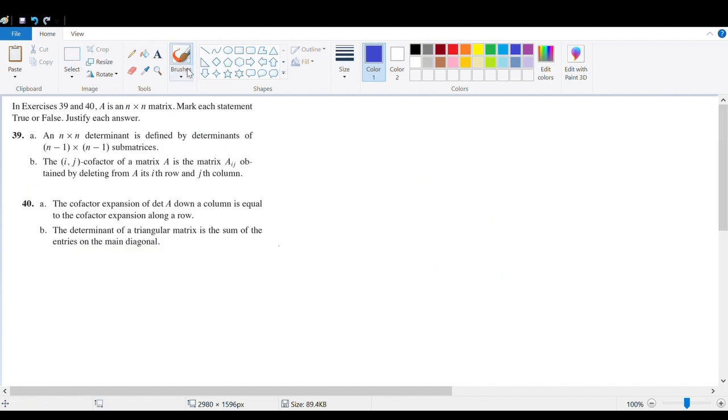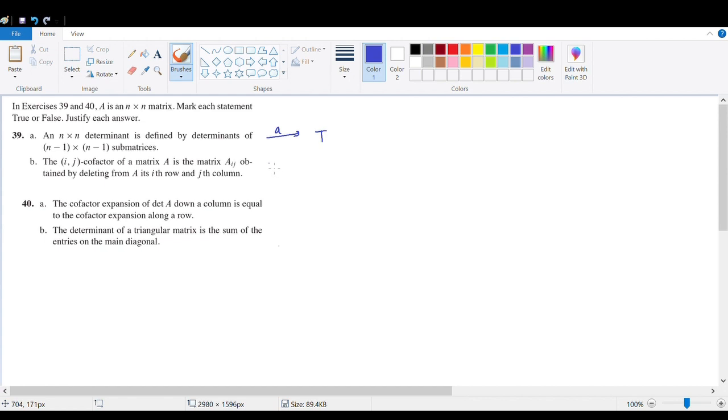In 39 and 40, A is an n by n matrix. Mark each statement true or false, justify each answer. So A, for an n by n matrix, the determinant is defined by determinants of n minus 1 by n minus 1 submatrices. This one is true. You will see this one is in the definition of the determinant of an n by n matrix, so this one is true.